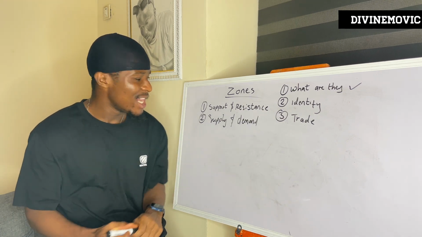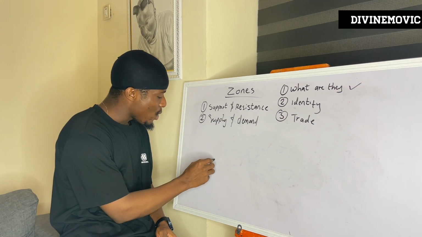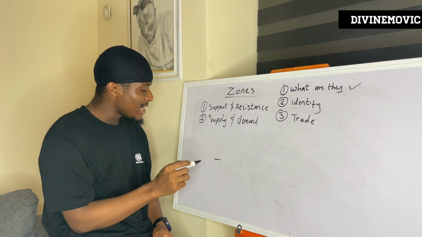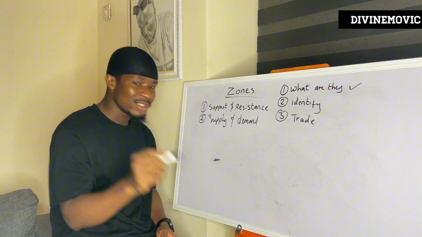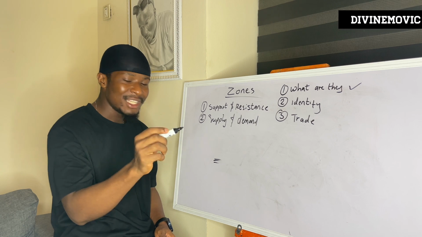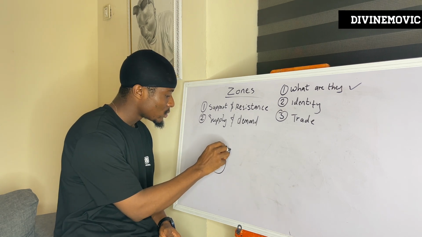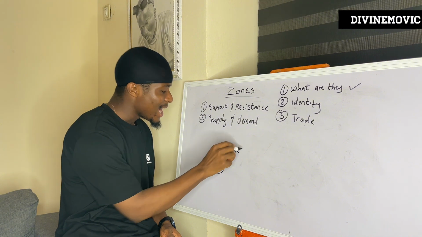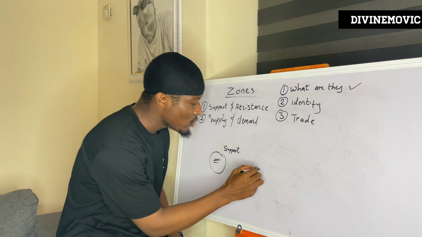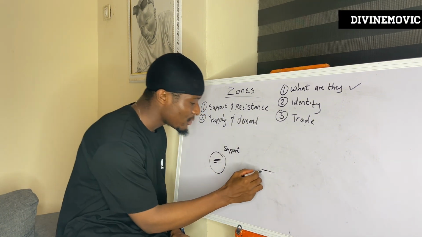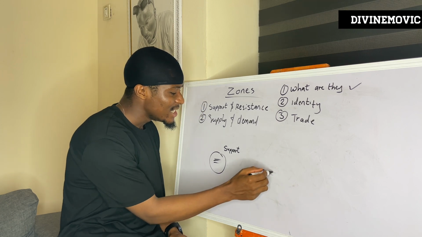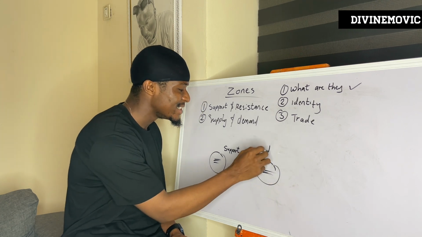Now, what this means is that if one buyer says I'm going to buy from this point, another one says I'm going to buy from this point, another one says I'm going to buy from this point, that is referred to as the support. Now, if a seller says I'm going to sell from this point, another person says I'm going to sell from this point, I'm going to sell from this point, that is referred to as resistance.